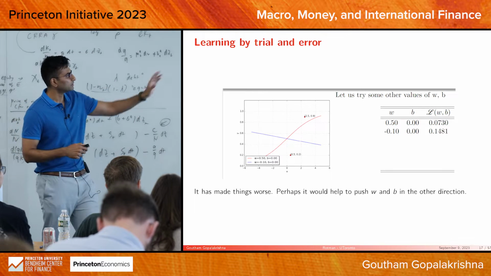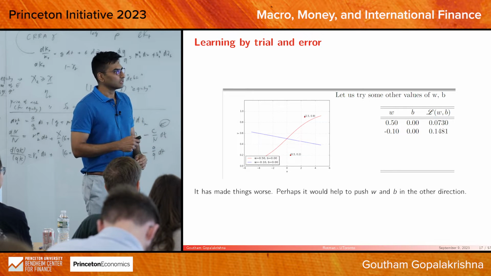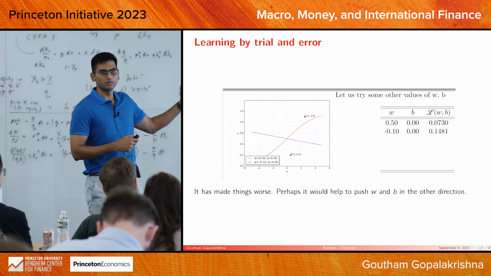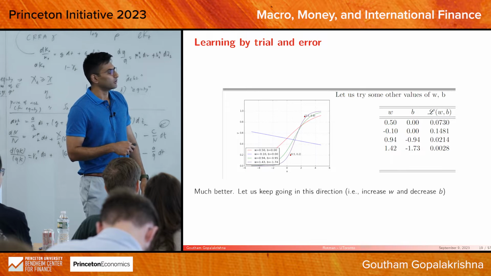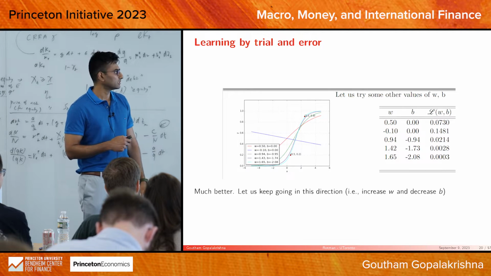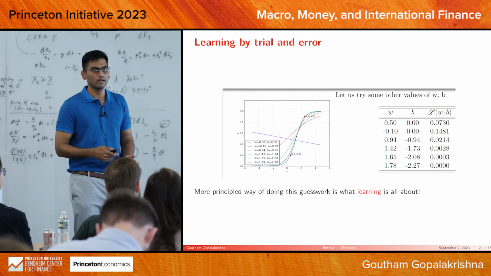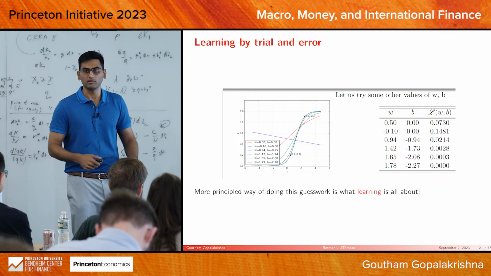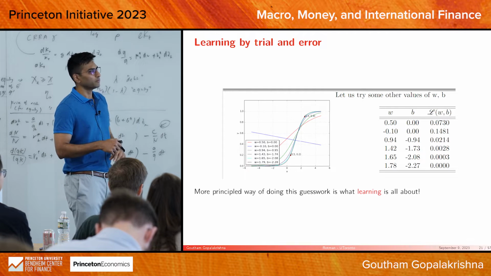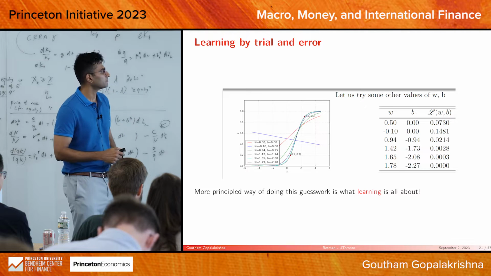This data point, this W and B is no good, so let's try something else. Turns out that it's even worse because it perhaps helps to move in the opposite direction. Okay? So let's move in the opposite direction, and we keep doing this until there is convergence, where by convergence I mean that this loss is close to 0 in a mean squared sense. Okay? All right, a more principled way of doing all this guesswork is actually what deep learning is all about, especially when it's not an artificial neural network, but a deep neural network, right?